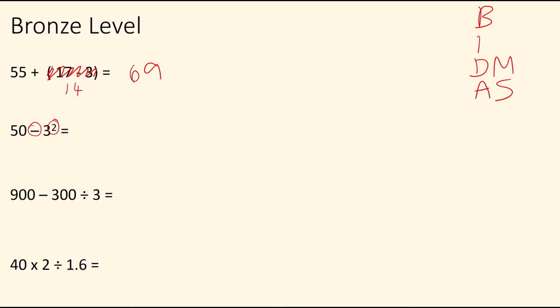So 3 squared, that means 3 times 3, which is 9. So it's actually 50 take away 9, and that equals 41. Next one. 900 take away 300 divided by 3.